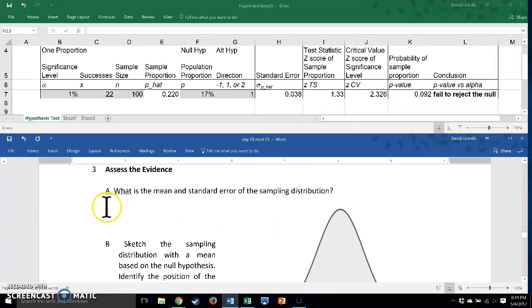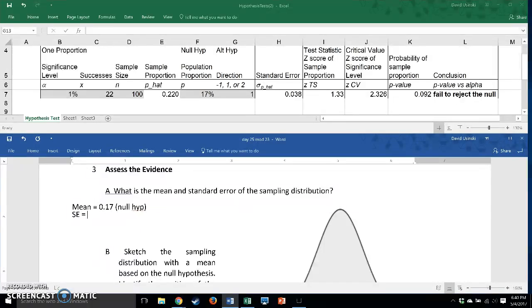What is the mean and standard error of the distribution? I can't write the symbols, but the mean is going to be the mean of all the sampling distributions, and the mean should equal what we consider to be the null hypothesis, so 0.17. That comes from the null hypothesis. The standard error, which again is the standard deviation of all the sampling distributions, and that's a pretty ugly formula normally, is actually done right here for us. So that is 0.038.